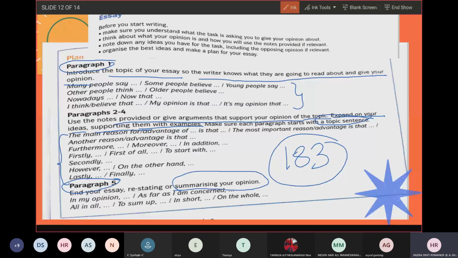So sekarang ni awak banyak guna to sum up and all that. Okay. Ada juga banyak benda lain yang awak boleh guna. Contoh dekat situ, in my opinion, or as far as I am concerned, or all in all. Okay. Just now dia gunakan perkataan to sum up. Okay. Other than that, you can use in short or on the whole. So this is the task for you to do, hantar sebelum hari Ahad minggu depan.